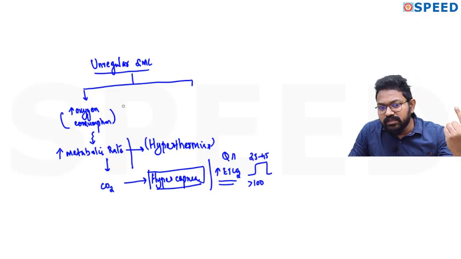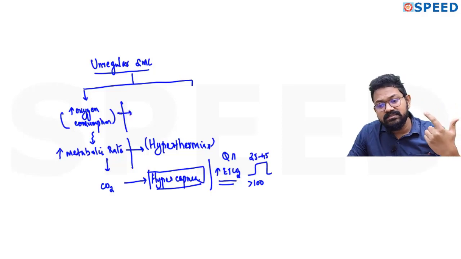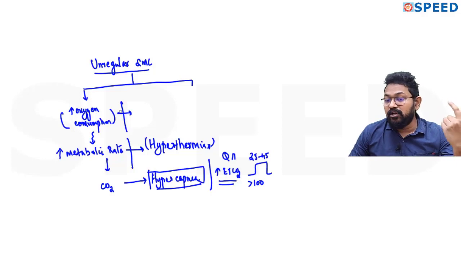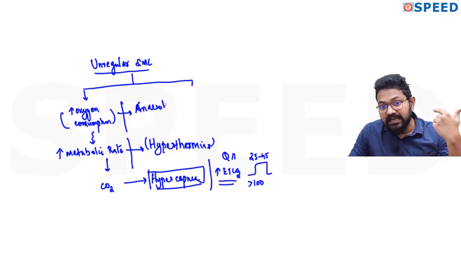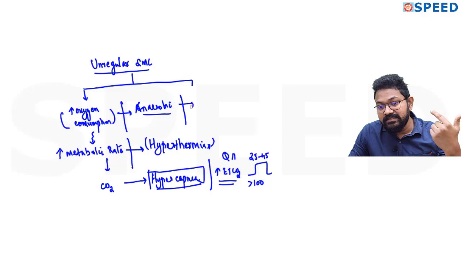Now, after some time, what is going to happen? Oxygen will be inadequate. You are having metabolism and contraction at a very rapid rate. The oxygen that we are supplying might not be enough to meet this. So, the cells now will go in for something called anaerobic metabolism. Now, when the cells go in for anaerobic metabolism, it produces something called lactate. The end product of anaerobic metabolism is lactate.